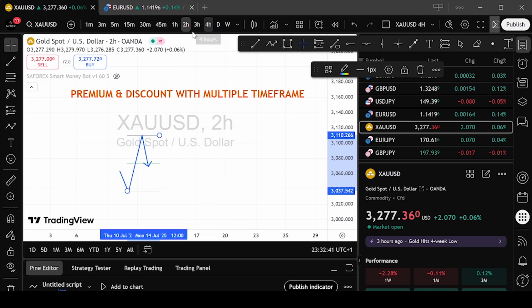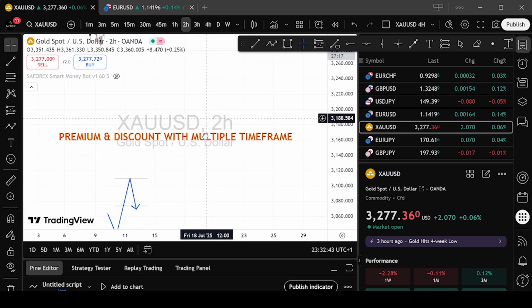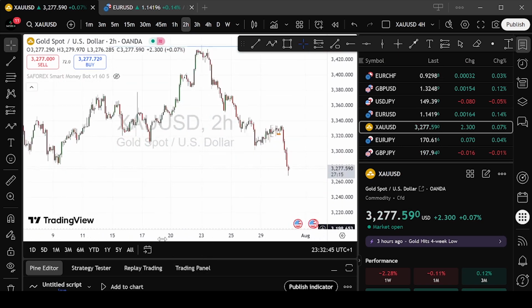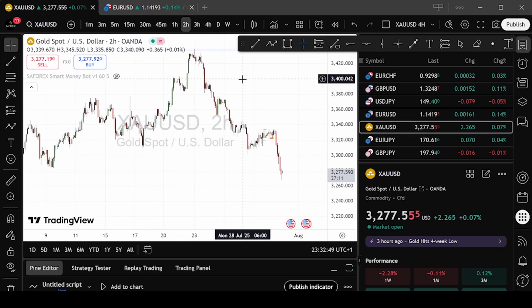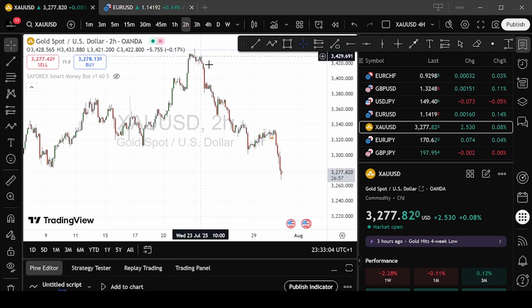So the bias of the market, I want to know whether the market is actually going down or going up. It is best seen on a higher time frame. Let's say the daily time frame is in premium, you are looking for sell setups. So even if your 5 minutes time frame is showing you bullish movement, you must not take it. You must trust your higher time frame perspective.